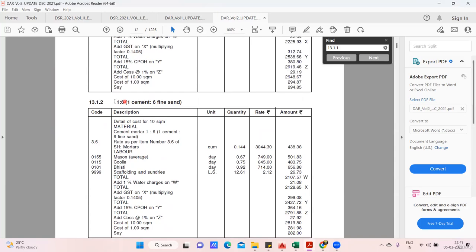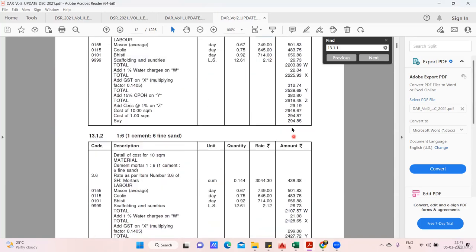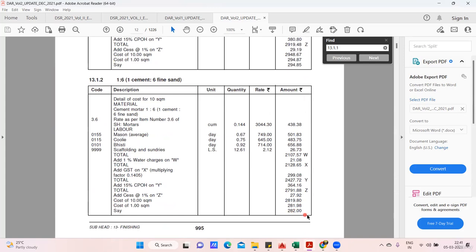So if you want to do 1:6, your rate will be less in comparison to 1:4. It will cost you 294, and this will cost you 282, right? So you're able to understand the difference, because since your mortar quantity is more, since your cement content is more, your rate has gone up in 1:4. Whereas in 1:6, it is 282 rupees, because since it's 1:6 ratio, the cement consumption is less compared to 1:4. That is why the rate is less here.